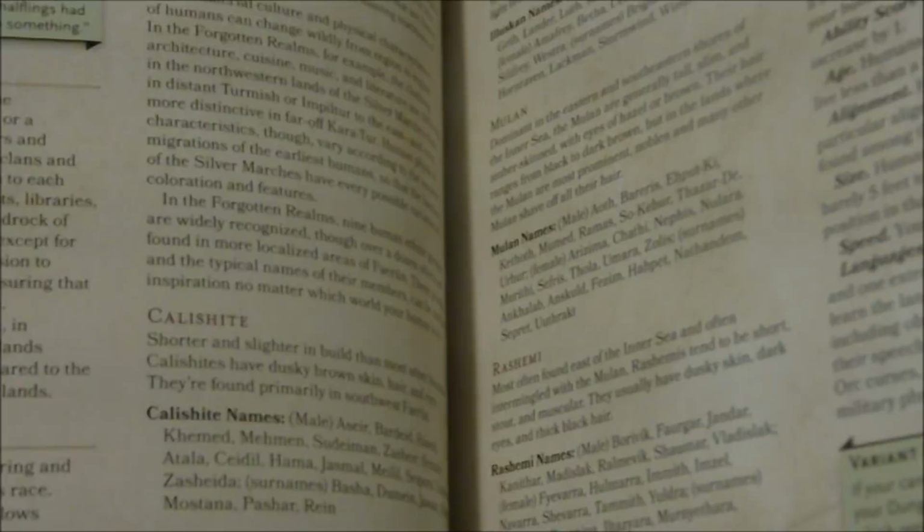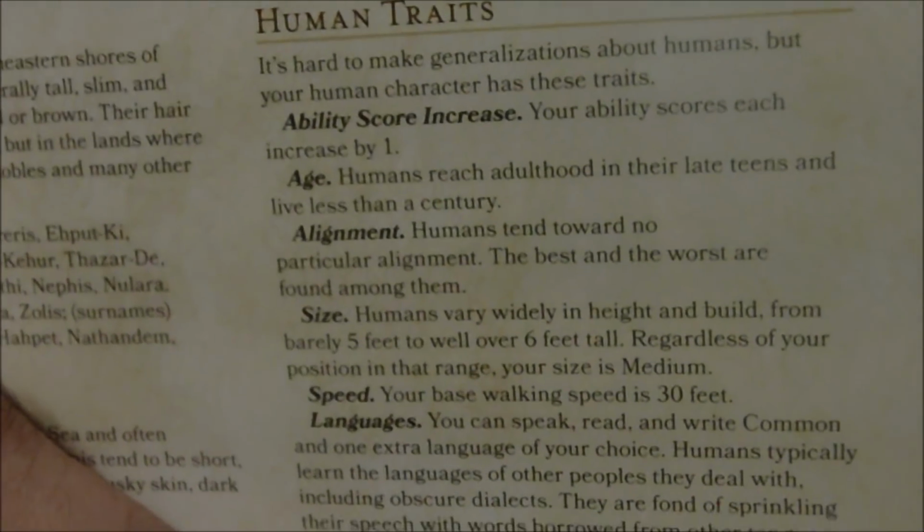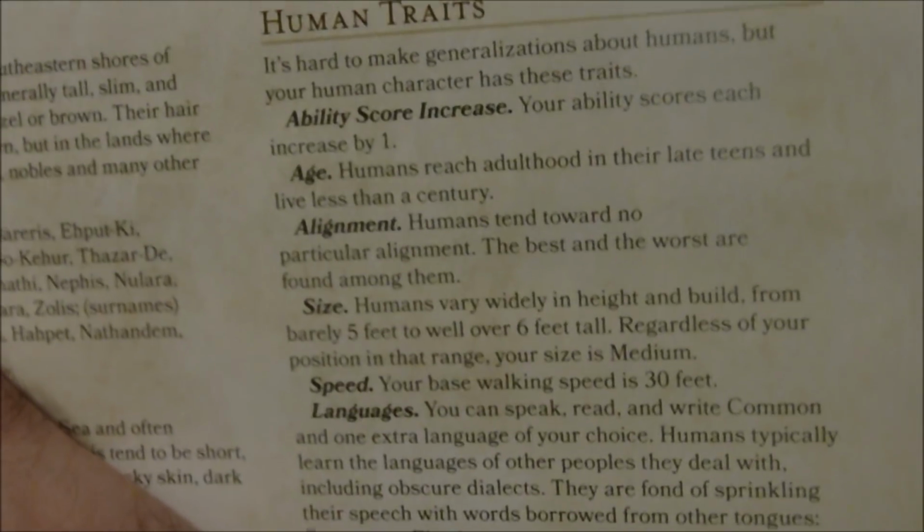Okay, sorry, I just noticed there was something on my player's handbook. Alright, so yeah, let's go to our races. So human, we'll zoom back out just a little bit. So our human ability scores, your ability scores each increase by 1.